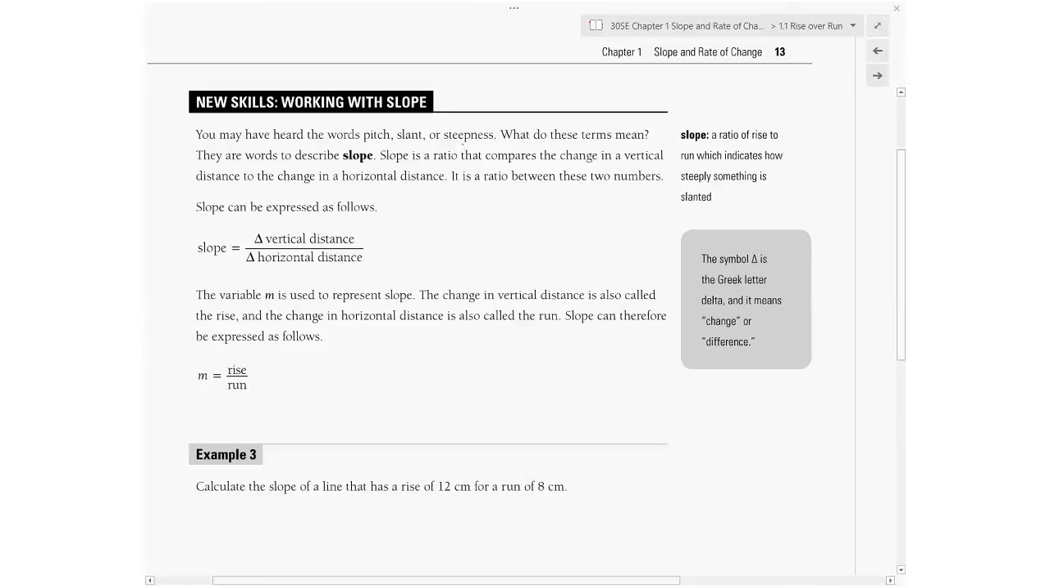Now let's look at some new material. So we're going to talk about working with slope. You might have heard the words pitch, slant, or steepness. And what exactly do they mean? Well, they're all words that describe slope.